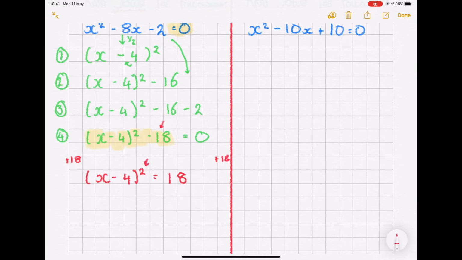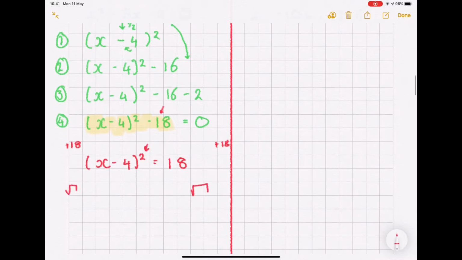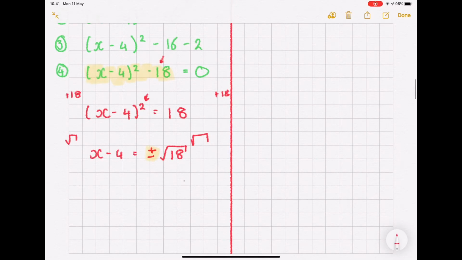To get rid of this squared number up here, I'm going to square root both sides. And if I do, I end up with x minus 4 equals plus or minus root 18. That plus or minus is really important. And that's because, say if we square rooted 9, let's just do it down here, we can have plus 3 or minus 3, because minus 3 squared gives us 9 and positive 3 squared gives us 9. So that plus or minus is really important.